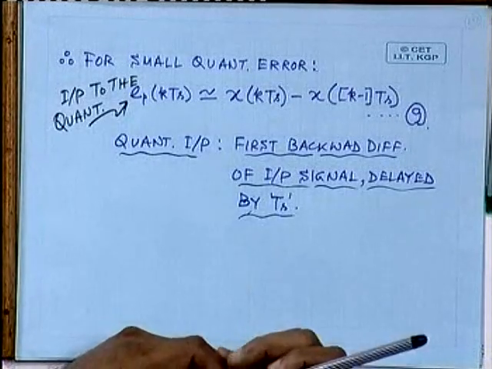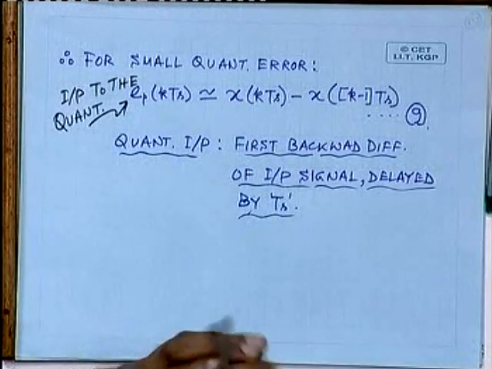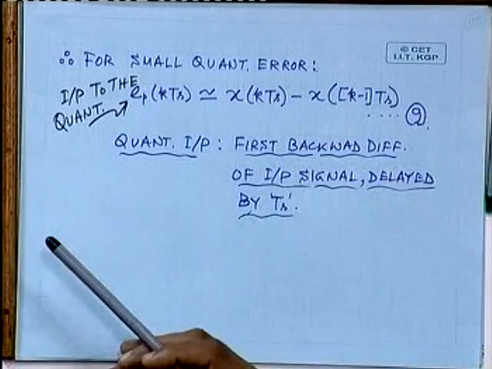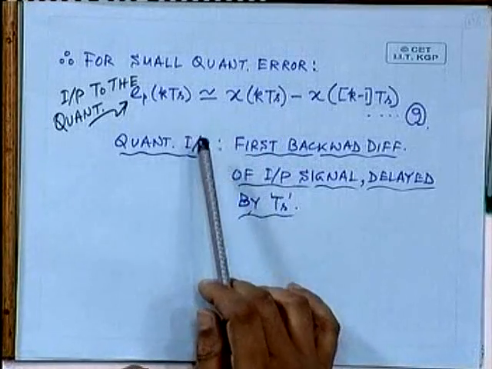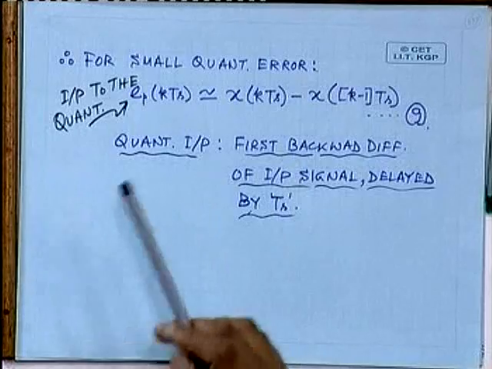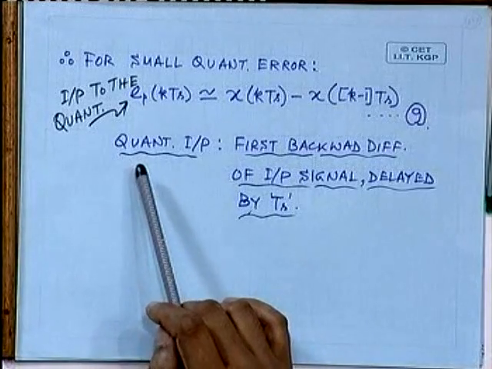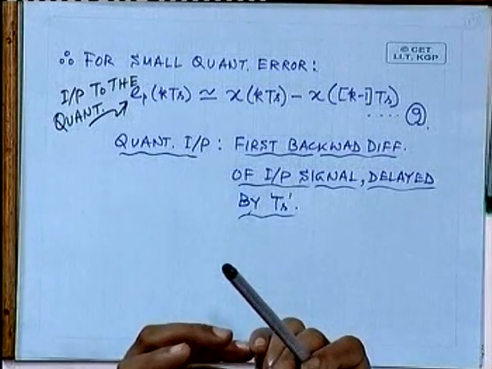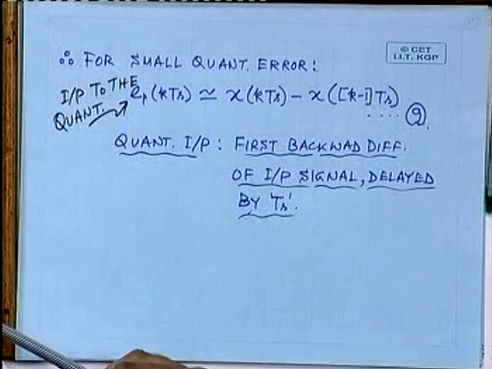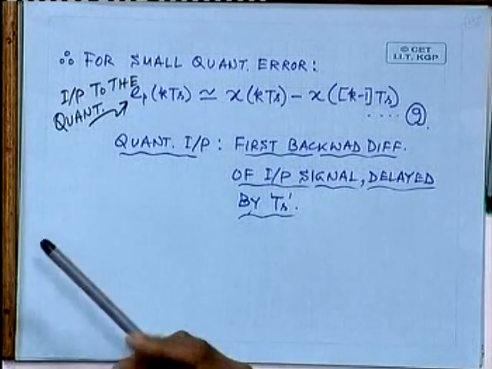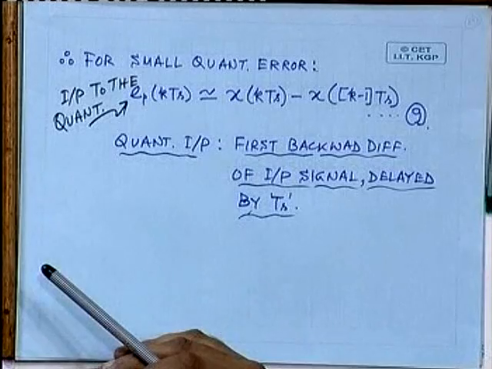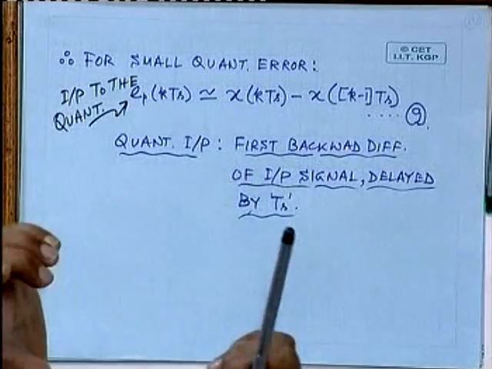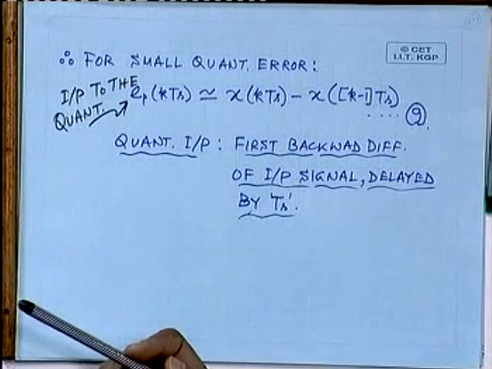So this is a good observation point. We can say qualitatively that this is the quantizer input for the LDM scheme. One can think a little bit and perhaps support that for an adaptive modulation scheme this approximation is even better. The quantization error is even less because we are adapting the step size. Anyway, for the delta modulator, the quantizer input is essentially almost the first backward difference of the input signal delayed by Ts. Backward difference, by that I mean it is x(kTs) minus x((k-1)Ts), the present sample minus the previous sample value.